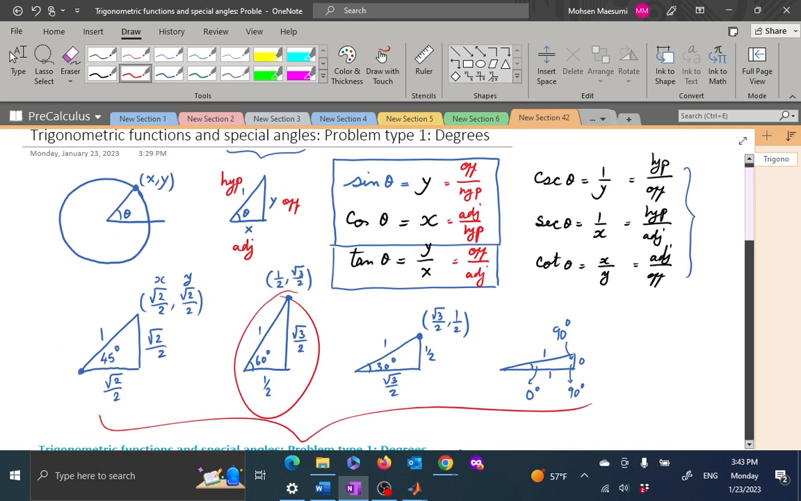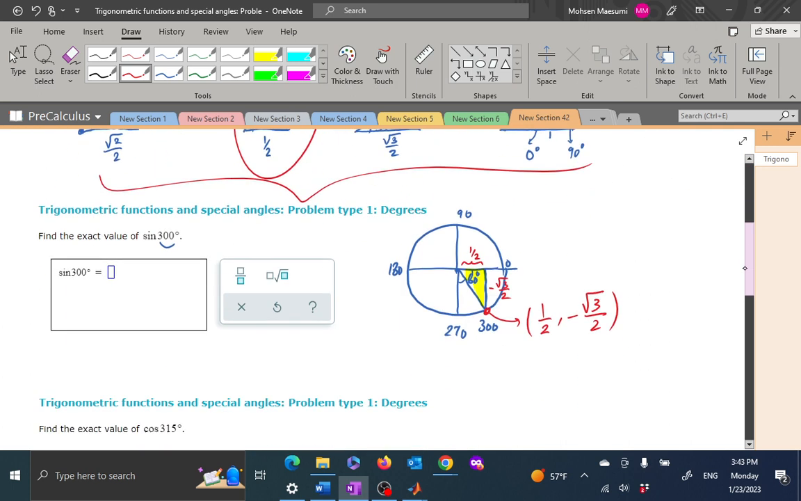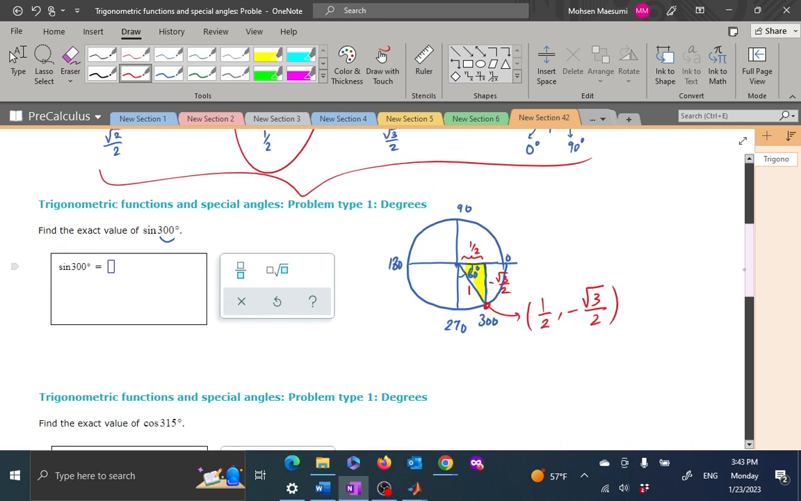Sine, of course, is opposite over hypotenuse, and in all of these problems, the hypotenuse is just 1. Opposite for us is this minus radical 3 over 2. And remember again, exact value required. We're not going to type this on a typical calculator and report it as something like minus 0.87. That is not counted correct.